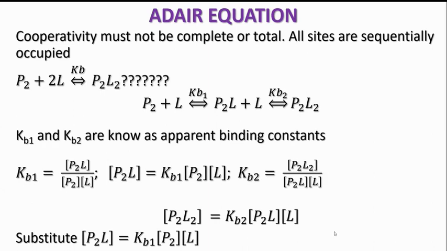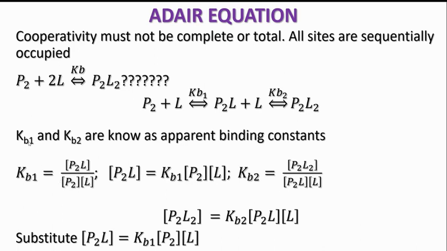Now let's look at the other equation. Adair is just saying that cooperativity must not be complete or total, that the binding is sequential. So Adair is querying that for a protein with 2 binding sites, P2 plus 2L, having a binding constant to P2L2, is not actually what it's supposed to be. Adair believes that there should be stepwise binding. The first site should be occupied by the KB1 before the second site is occupied.